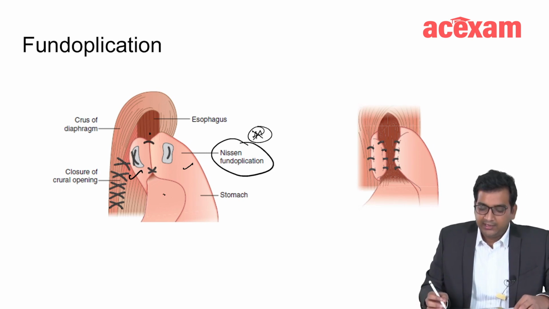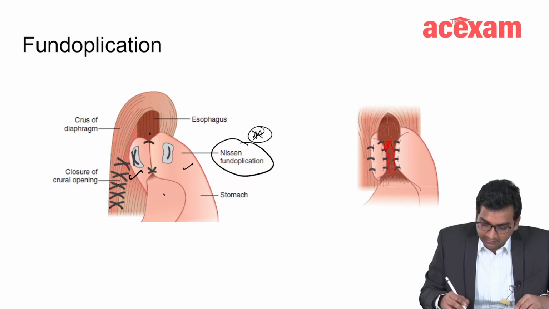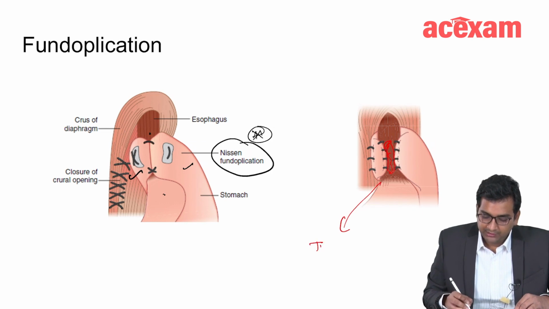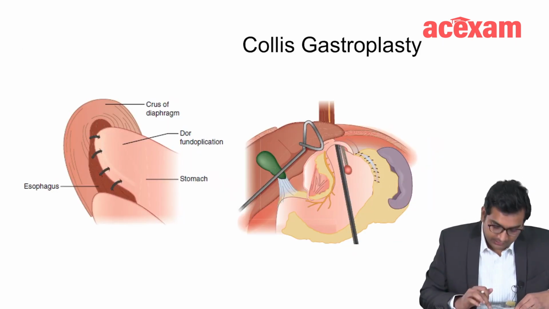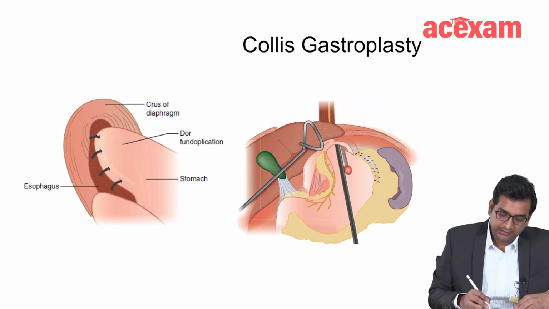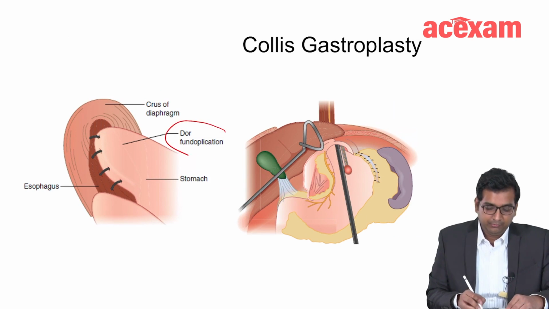Okay, and if it is going posteriorly, anteriorly it is free. Here you can see this area is free. I'll mark it with red. Here this area is free. So this is a posterior Toupet, or posterior 270-degree. Now this is what? Only anteriorly we have taken the stomach. This is Dor fundoplication, anterior.